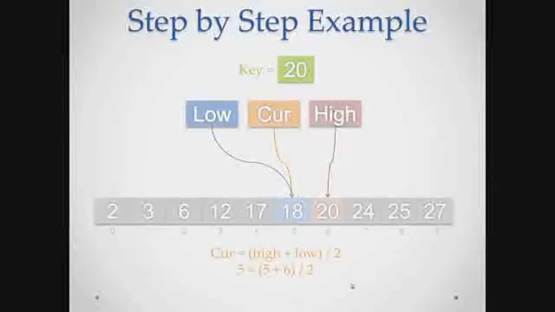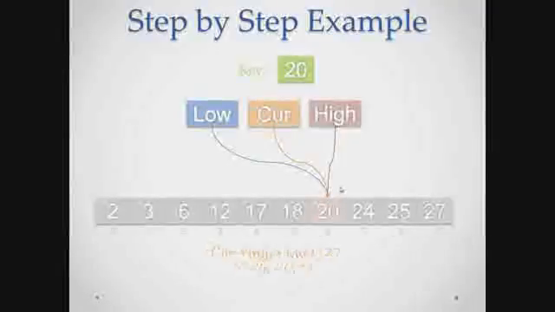Is our key 18? No, it's not, so that means that we need to look at the elements to the right of our current index, and that leaves only one element left. Now everything is looking at the element at the index of 6. So again, we calculate our current index: we add together high and low, so 6 plus 6, and then divide that by 2, which gives us the current index 6. Now what we need to do is just compare our element at the current index to our key. Is 20 our key? Yes it is, so we stop right there and return our current index, which is 6.